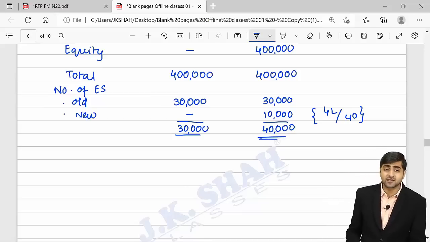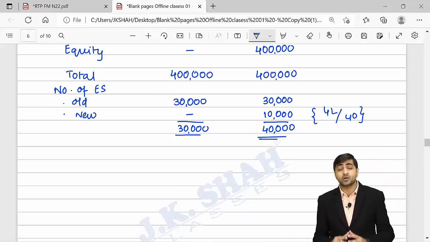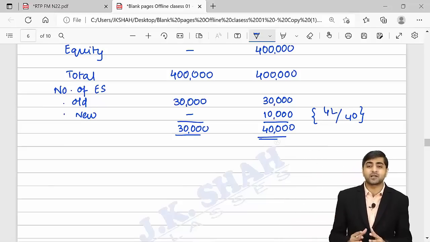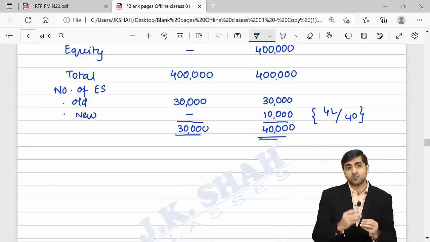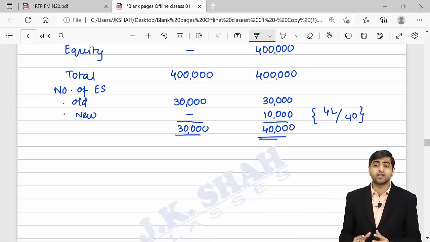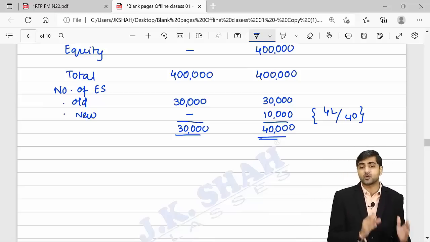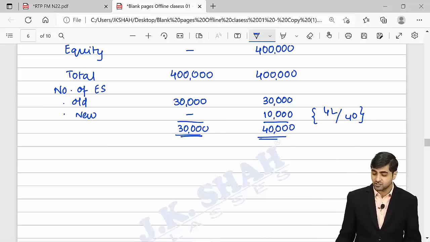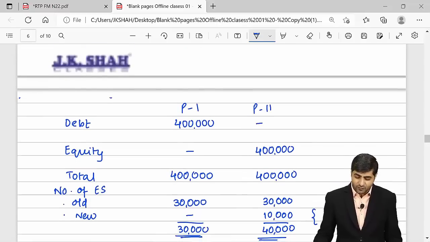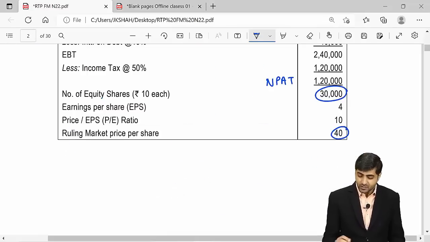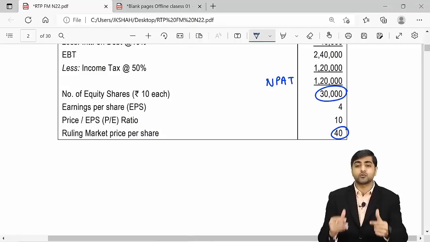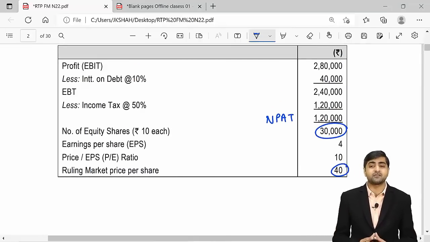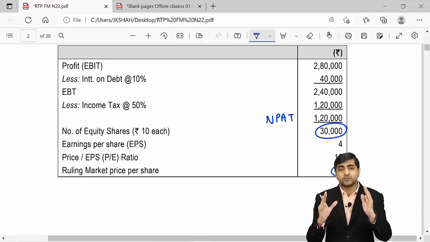You must be wondering, sir, why is this number of equity shares required? Because eventually you are required to calculate the market price of equity share. What is the market price of equity share? Whatever your EPS is, you multiply that by the P/E ratio. And to calculate EPS, we need the total number of equity shares, which is 30,000 here and 40,000 here. In this particular question, there are plenty of things to be calculated. First of all, do you have the existing income statement available? Yes or no? Yes.